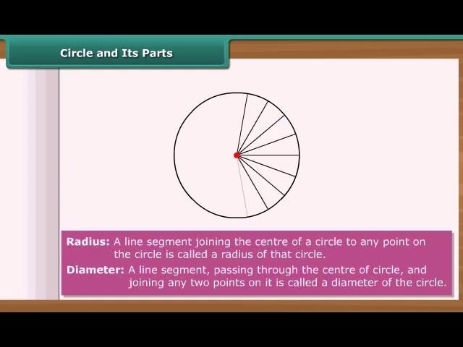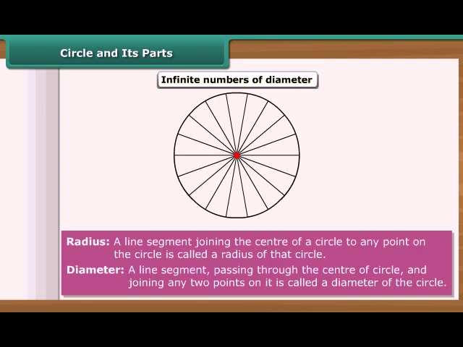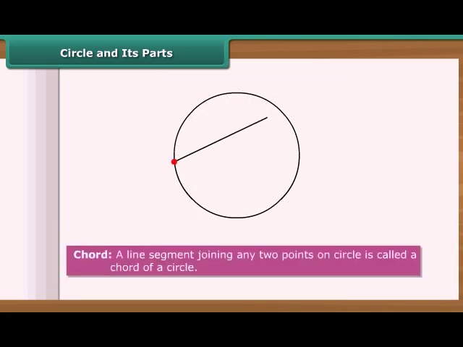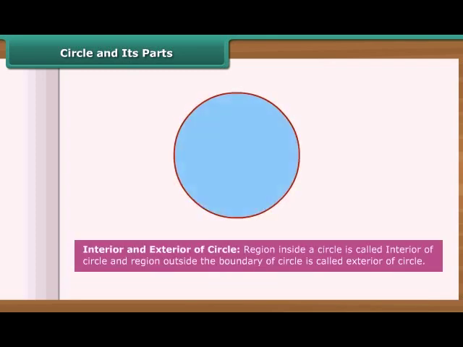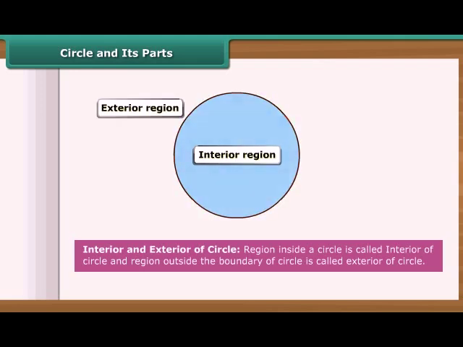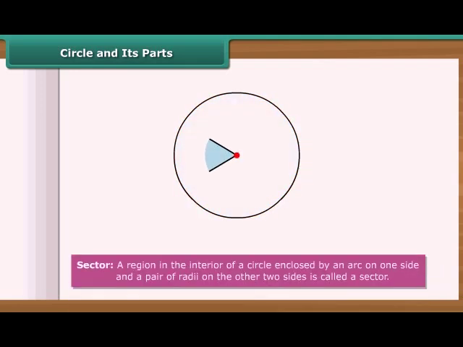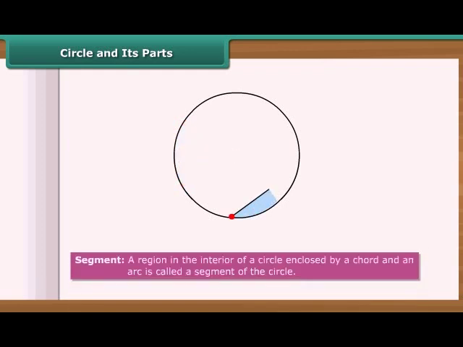There can be an infinite number of radii for a given circle. Similarly, there are infinitely many diameters for a circle. The line connecting 2 points on a circle is a chord. Like any other closed figure, a circle has an interior and exterior region. The region inside a circle bounded by 2 radii and an arc of the circle is called a sector of the circle. Similarly, a portion bounded by a chord and an arc of the circle is called a segment of the circle.